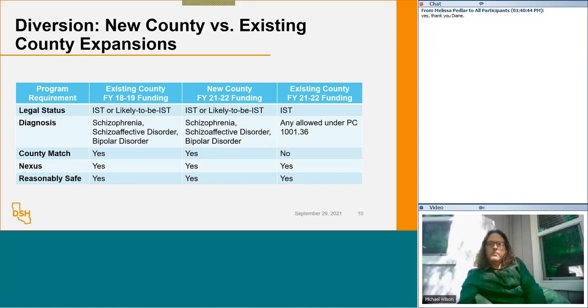But for you all, we still have what we could call diversion classic, with the 3 diagnoses: schizophrenia, schizoaffective disorder, and bipolar disorder. And you are able to divert individuals who have been found IST or who your county feels are likely to be found IST if they were to have an IST evaluation conducted.